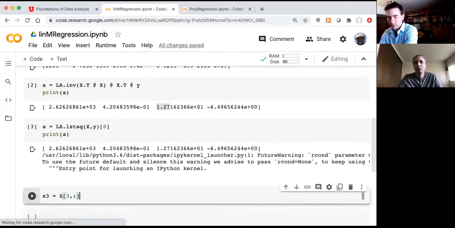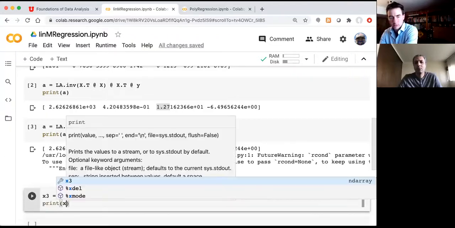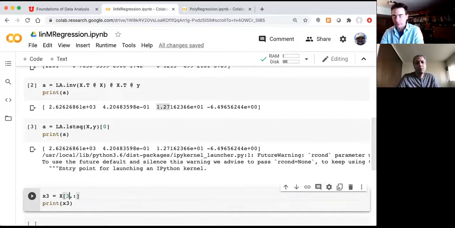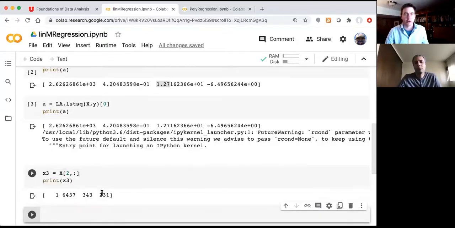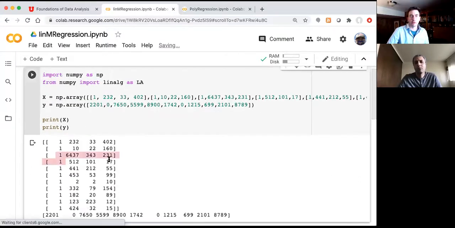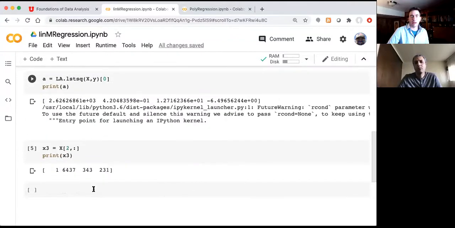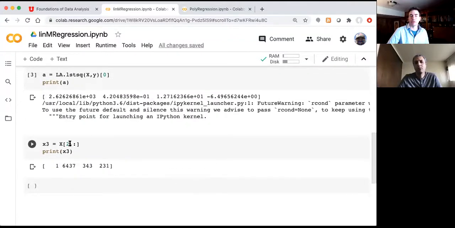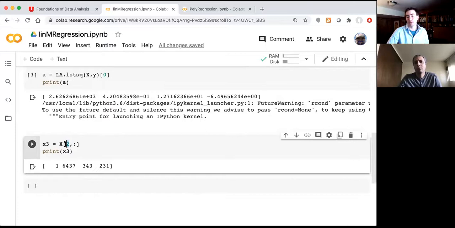Let's see if I got this right. Actually, I want this to start counting from zero. So this is the third row here. The third row was this one, right? This is the third row. It starts from zero, so index two.